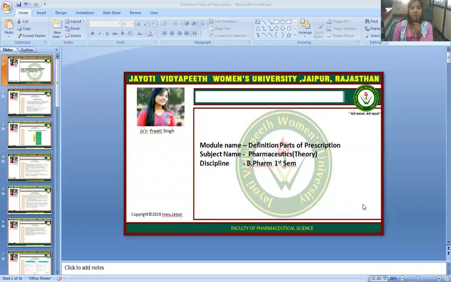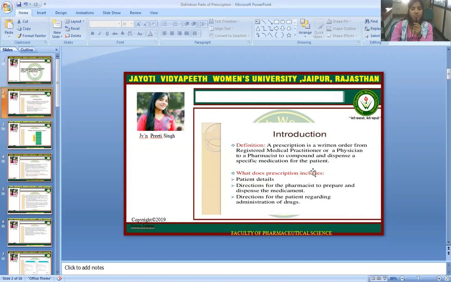Today I will discuss the topic: definition and parts of prescription. This topic belongs to the pharmaceutics theory for the B Pharm first semester. Now we come to what a prescription is. A prescription is a written order from a registered medical practitioner or a physician to a pharmacist to compound and dispense a specific medication for the patient.